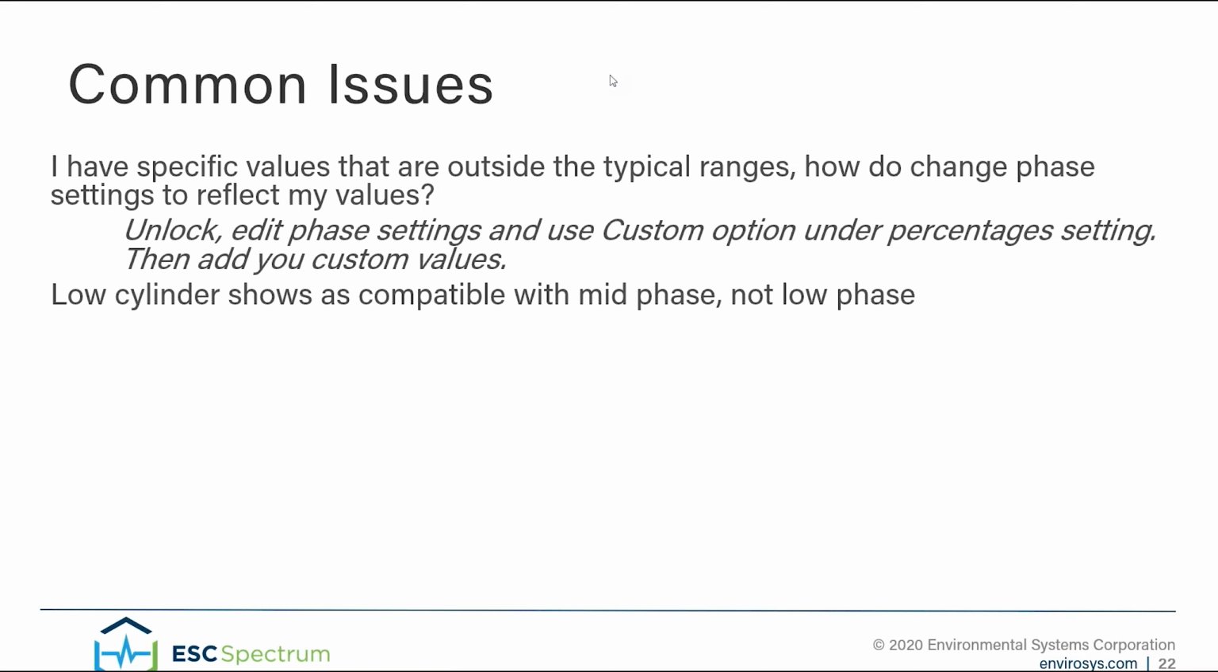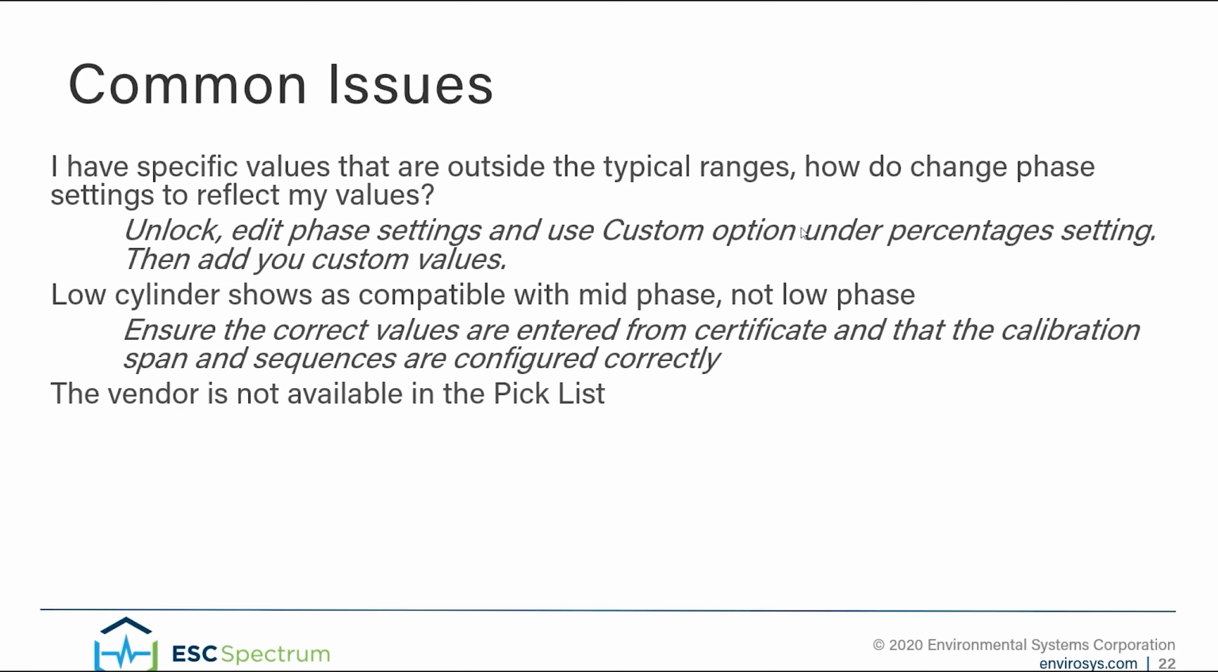A low cylinder shows as compatible with no mid-phase, not low phase. So this is supposed to be compatible with the mid-phase, but it's showing as the low phase. Make sure that your correct values are entered from the certificate and that the calibration span and sequences are configured correctly, because sometimes that's where the problem is. You've got a bottle that you think should be the mid, but it only will fit on the high or the low or vice versa. It might just be that your settings are skewed when we think about the span and the levels.